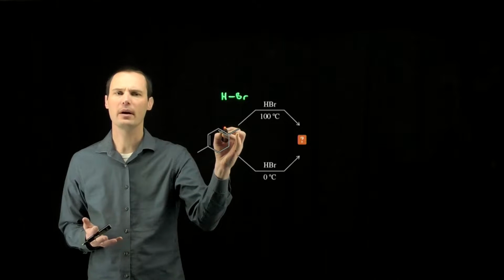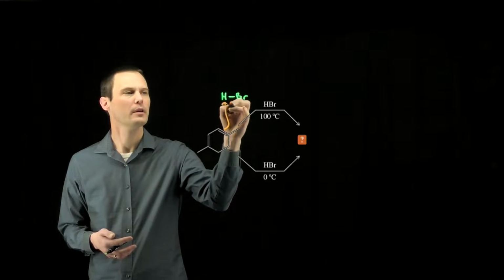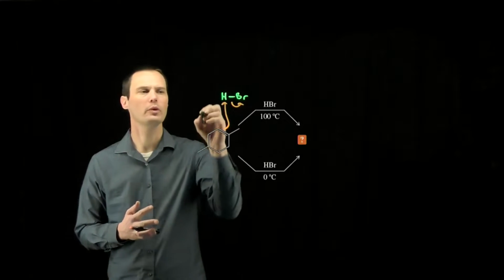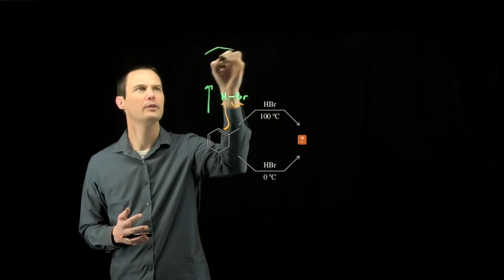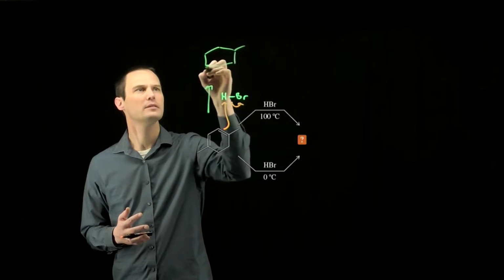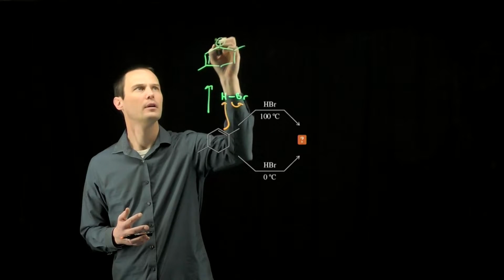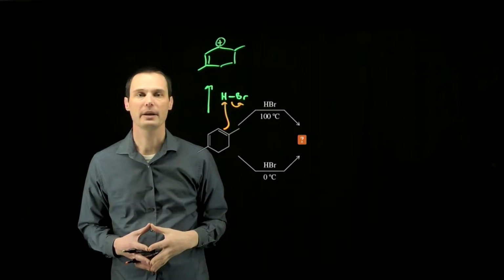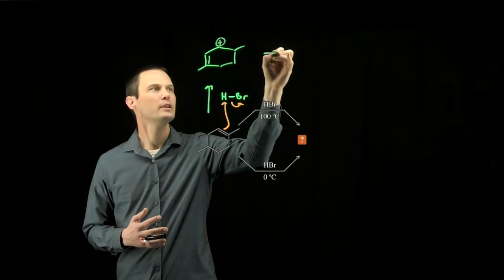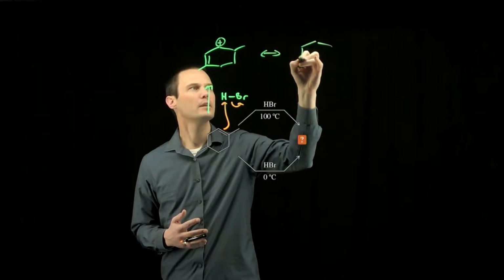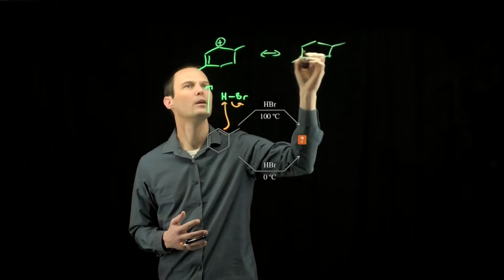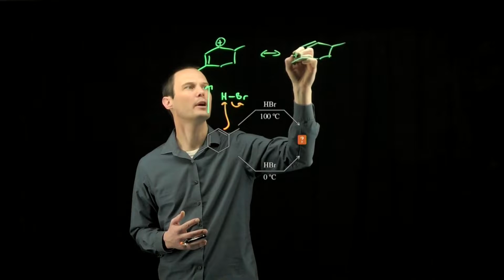If we start with our alkene attacking HBr, kicking out Br- as a leaving group, we will form a carbocation intermediate. This step is the same regardless of the temperature at which the reaction is run. This intermediate can be stabilized by resonance. That's where we get the 1,2 versus 1,4 addition product.